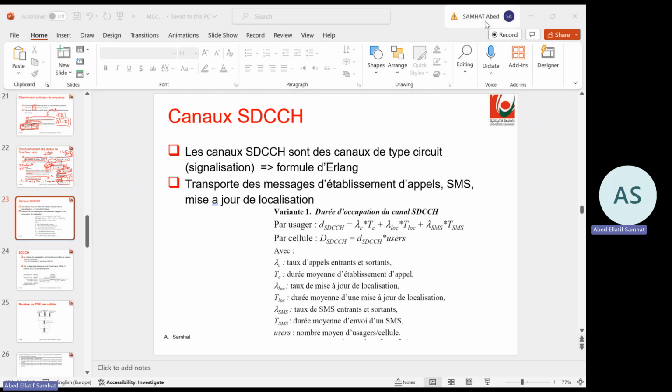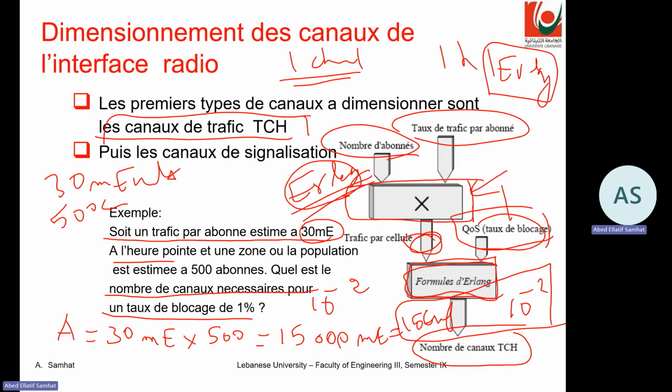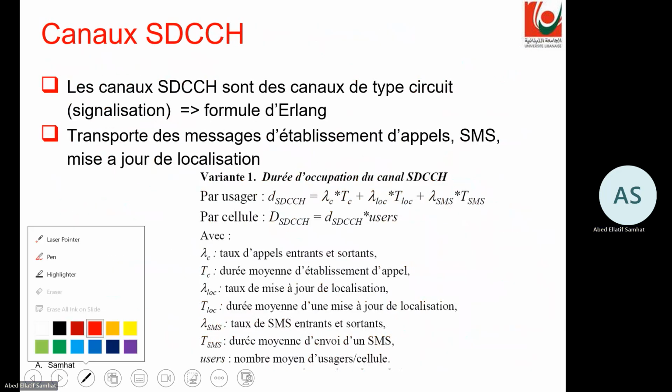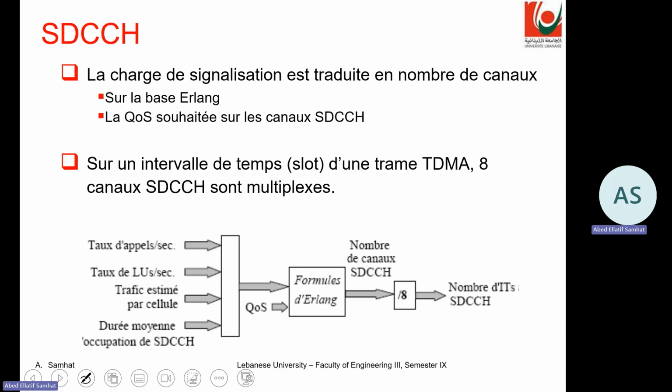So we can continue at this level. And as we said, we have the number of required SDCCH channel. So the objective here is to find the required physical channel. Here, this is the number of SDCCH channel as a logical channel. Okay, so then we know here that SDCCH channel is a kind of signaling channel.